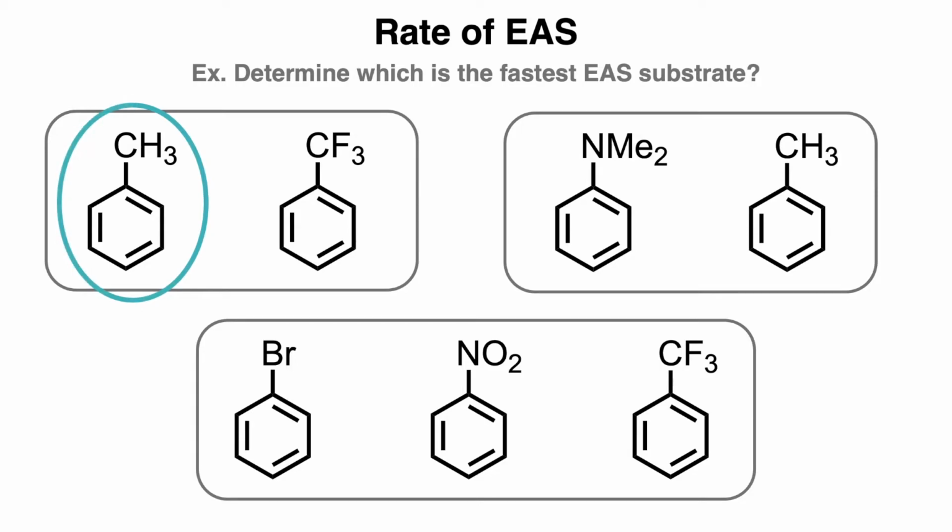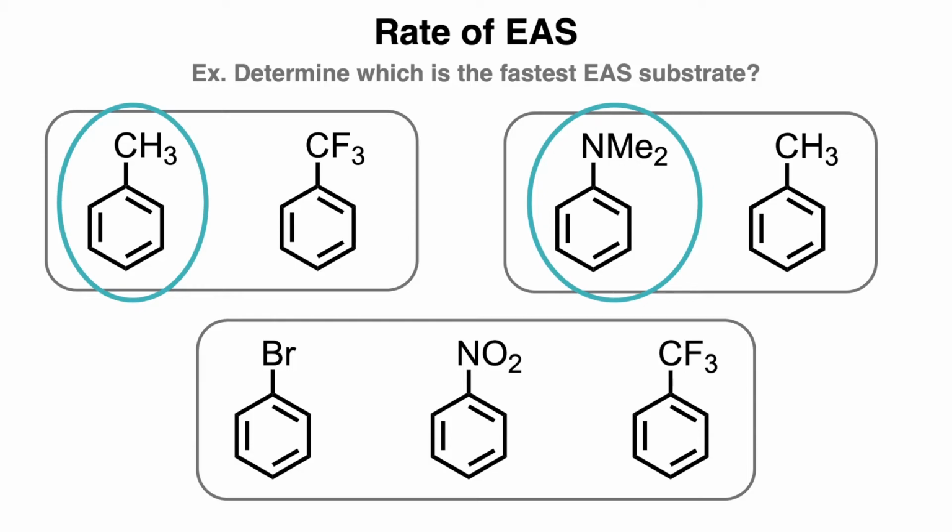In the next set of molecules, the dimethylamine group is a strong activator or electron donating group because the nitrogen atom directly connected to the benzene ring contains a lone pair of electrons that can be donated into the benzene ring. A methyl group, however, is still an activator, but it is a weaker activator than an amine. So the molecule on the left with the amine will be the faster EAS substrate.